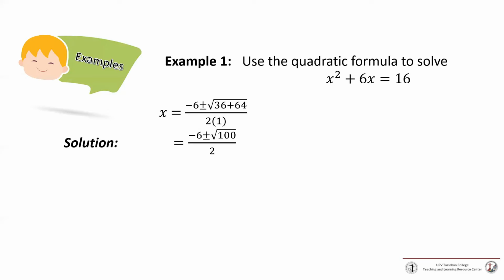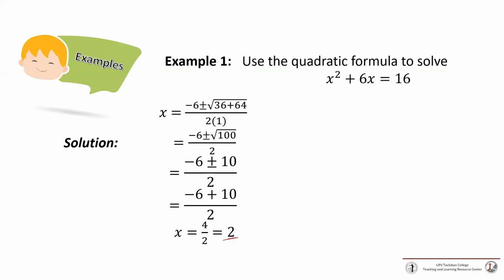And this is equal to negative 6 plus or minus the square root of 100, because 36 plus 64 is 100, over 2. Then this is equal to negative 6 plus or minus 10, because the square root of 100 is 10, over 2. Simplifying that, for the plus sign, we have negative 6 plus 10 over 2. Negative 6 plus 10 is equal to 4, and then over 2, then we have x is equal to 2.